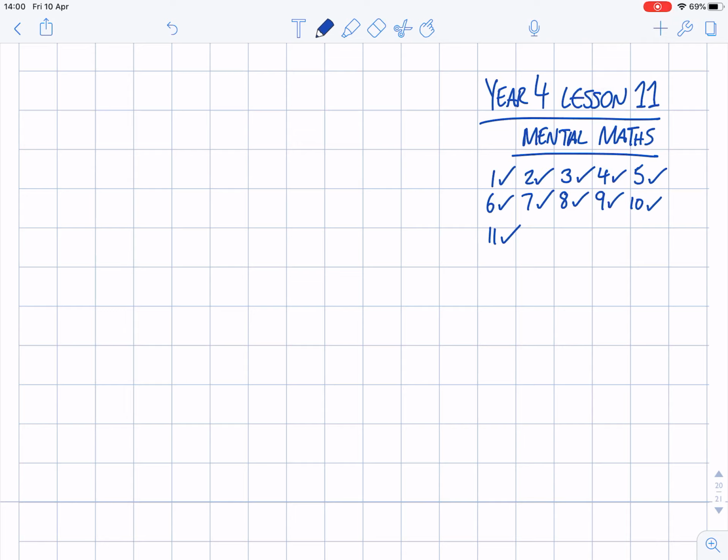And the last one, question 12. You spend £2.40. How much change do you get from a £5 note? So you spend £2.40, and how much change do you get if you pay with a £5 note? Okay, so we're going to go through the answers now in 10 seconds.